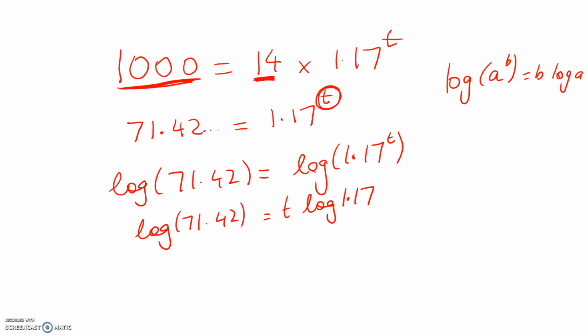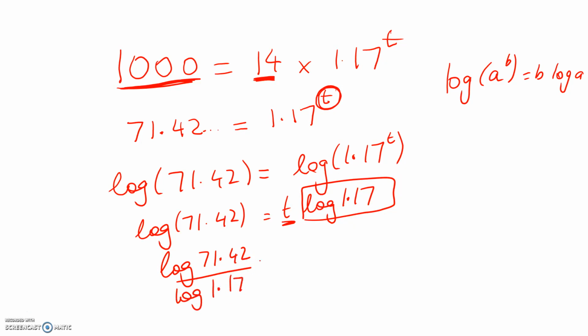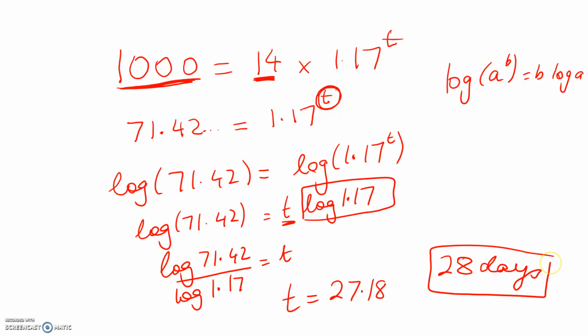So the last thing we've got to do to isolate t is to divide both sides through by this. So we get the log of 71.42 divided by the log of 1.17 is equal to t. So that gives me t is equal to 27.18. Now, after 27 days, there won't quite be 1,000 cockroaches. So our answer should be after 28 days, there will be 1,000 disgusting cockroaches.